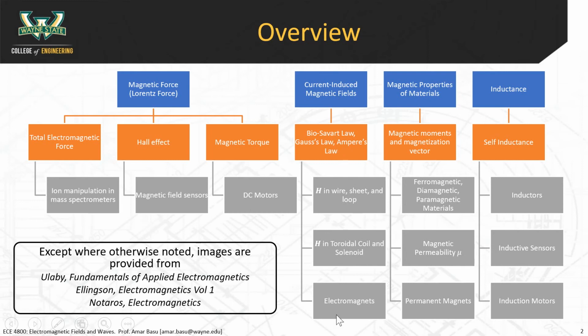Now this gets applied to electromagnets. One of the most important elements that's related to magnetostatics is the electromagnet, which is a device that creates a magnetic field when you run a current through it. If we have a little bit of time at the end, we'll talk about the magnetic properties of materials. So let's get right to it.